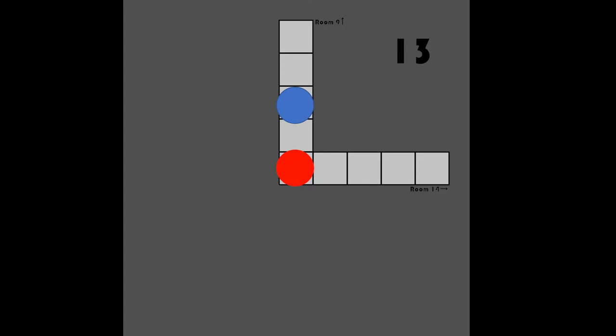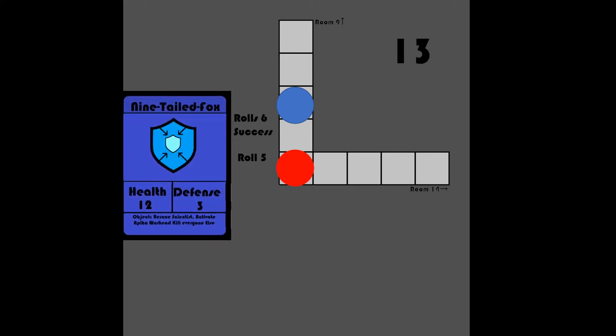So maybe the D-class would go, but eventually it will get to the SCP's turn. On the SCP's turn, they must attack the Nine-Tailed Fox. The SCP rolls a 5 to attack. Now the Nine-Tailed Fox must defend. The Nine-Tailed Fox rolls a 6. And it succeeds because the defense number is 3. So the number 6 is bigger than the number 3, so the Nine-Tailed Fox takes no damage.